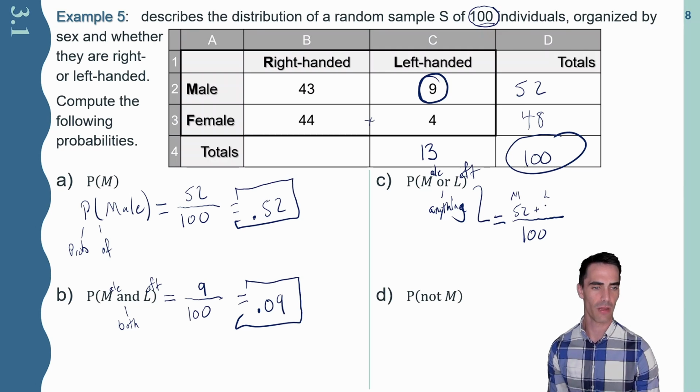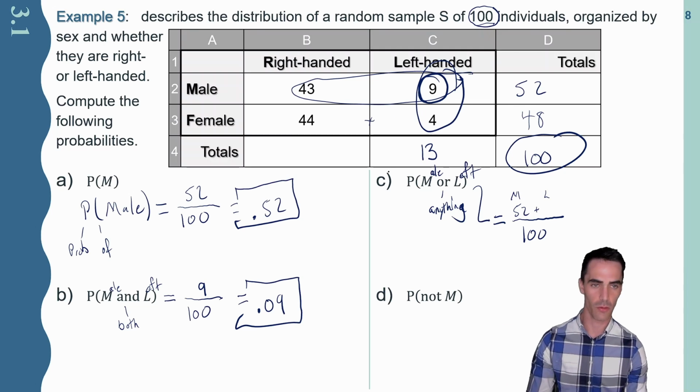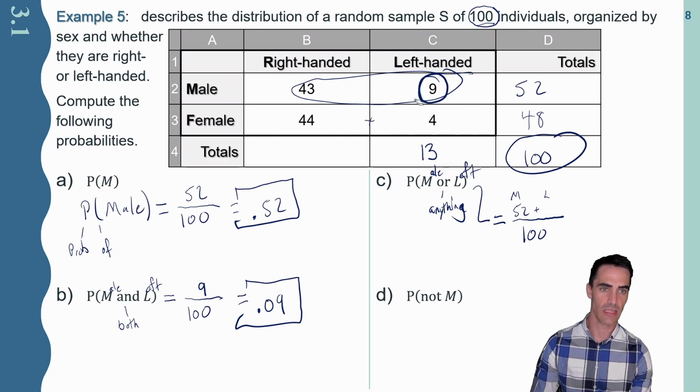But I don't want to write 13 here, because if I did that, well, then I counted these 9 people twice. I counted them when I did the males and when I did the left-handed people. Counted them twice. And so I certainly don't want to write 13 there. Instead, what we should write is just those individuals which we didn't count. All right, 52 plus 4. There's also another formula that we'll talk about later that resolves this issue, but we'll leave it alone like this.